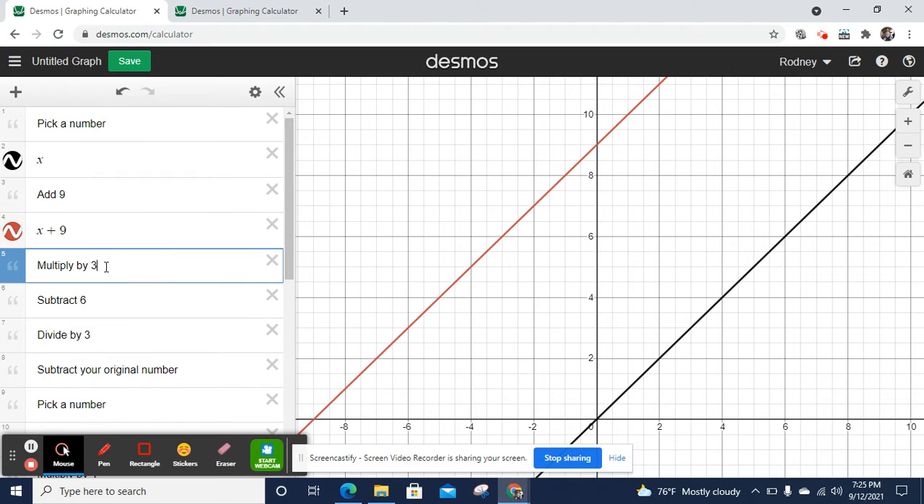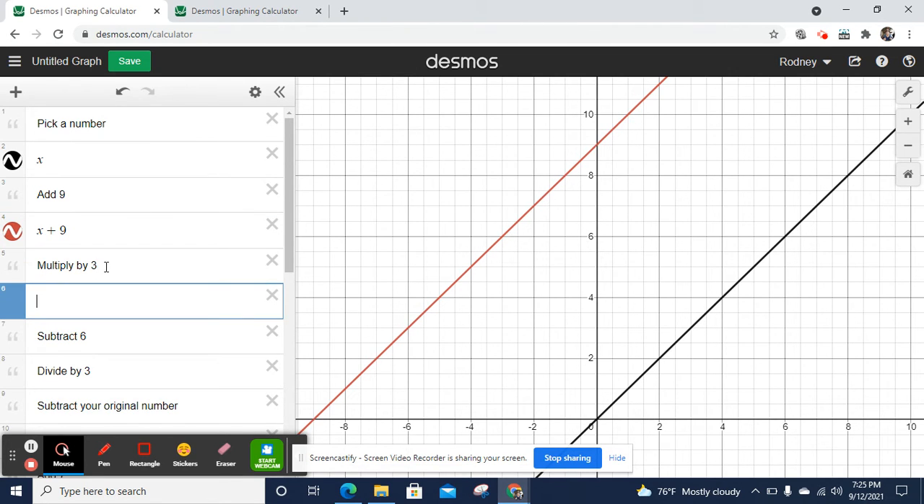Now I'm going to multiply by 3. So I'm going to actually use one of my tricks with Desmos. I'm going to Control A, so that selects. I'm going to Control C. That's what I hit on the keyboard. Control A and then Control C and then Control V to just quickly copy that over.